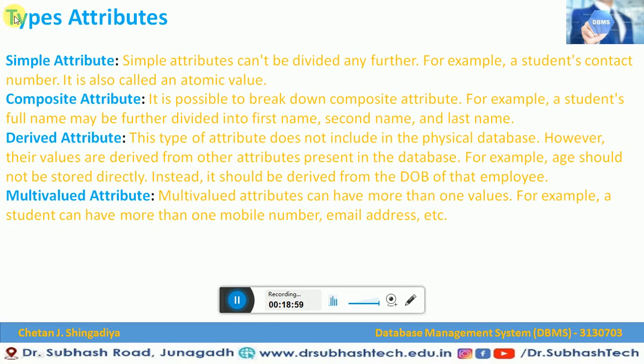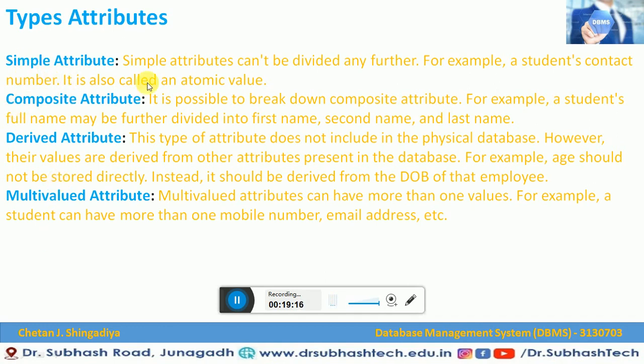Now we have to understand the types of attributes. There are four types of attributes: simple attributes, composite attributes, derived attributes, and multi-valued attributes. There are many more types of attributes, but to understand a simple representation of an ER diagram, if you can understand these four, it is easy.